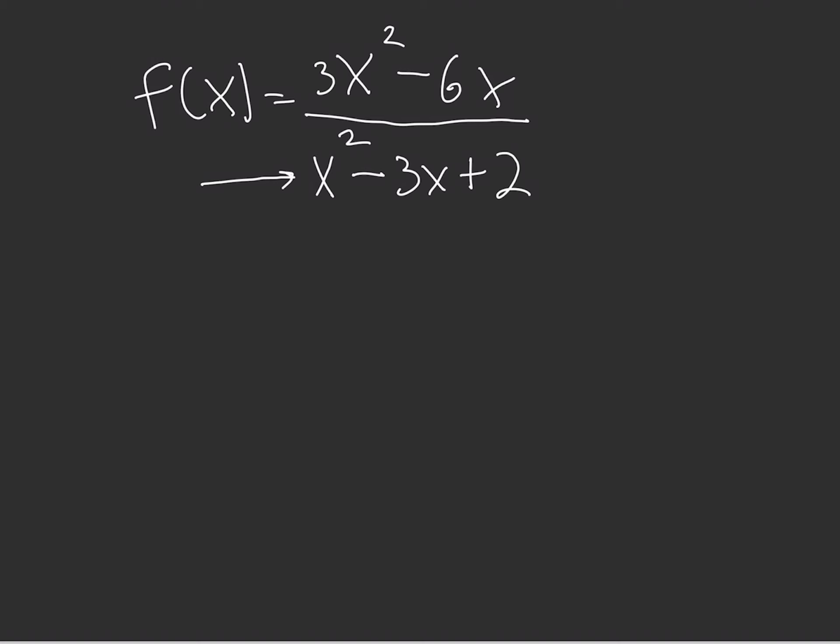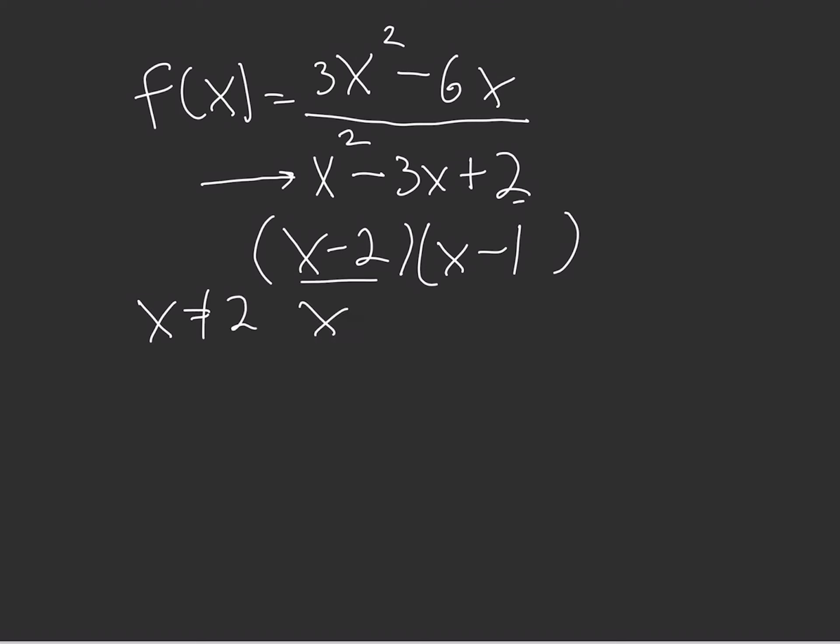I want to factor that. So we're going to factor this as x and an x. It's got to multiply to positive 2 and add to negative 3, so I'm going to use minus 2 and minus 1. So right now I know that in my denominator, x cannot equal 2, because that'll make this part 0, and x can also not equal 1. So I know my vertical asymptotes are at x equals 2 and x equals 1.